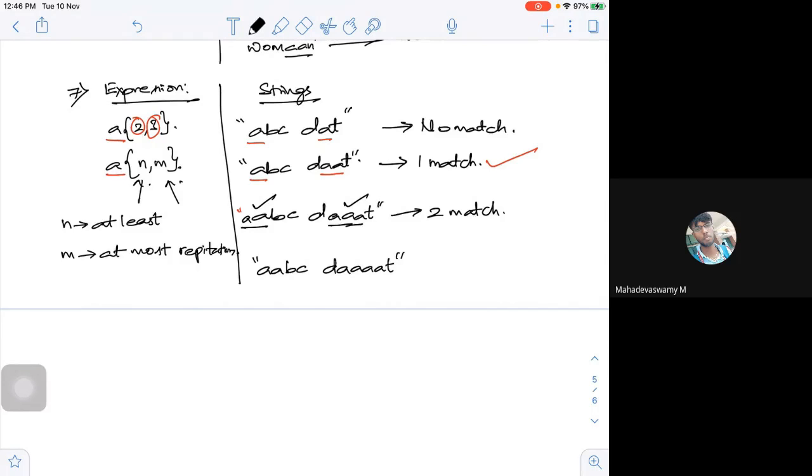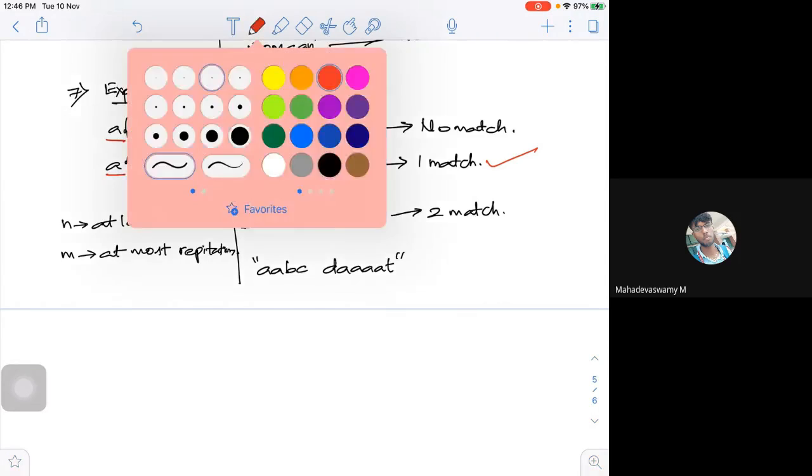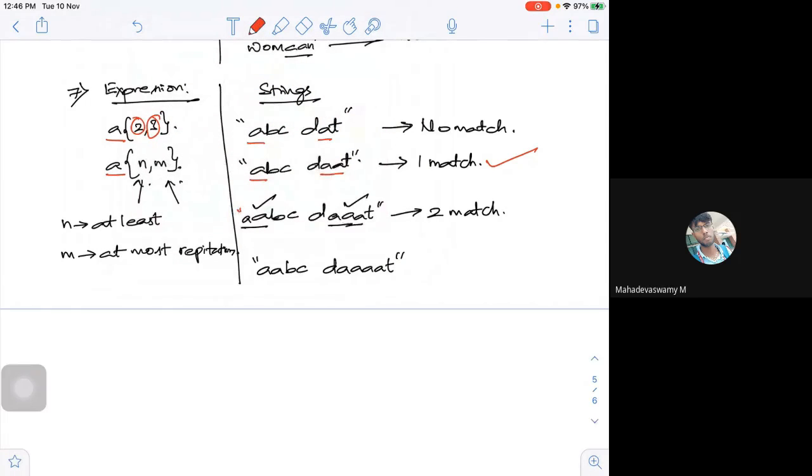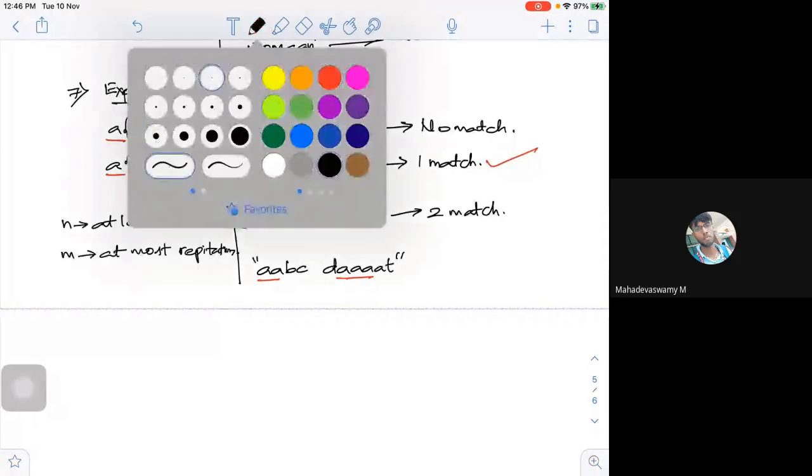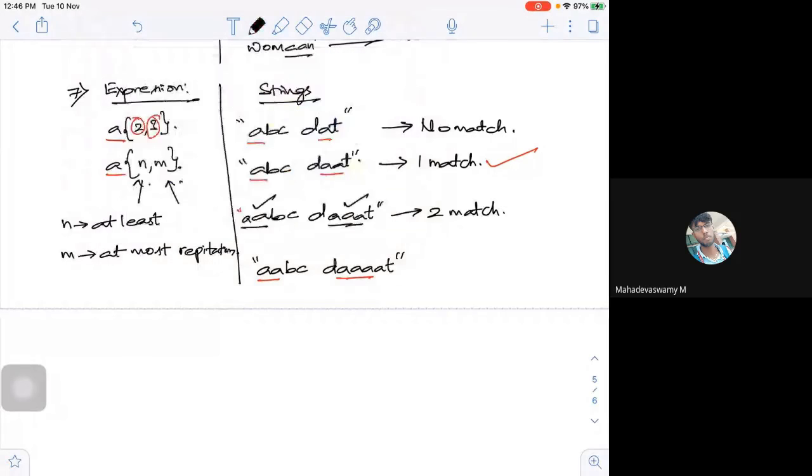Now, let's try to compare this. Minimum 2 is satisfied, maximum 3 is satisfied. An extra A is there, but I am looking for minimum 2. So here also I am getting 2 matches. In the previous also I got 2 matches. So, what does it mean?